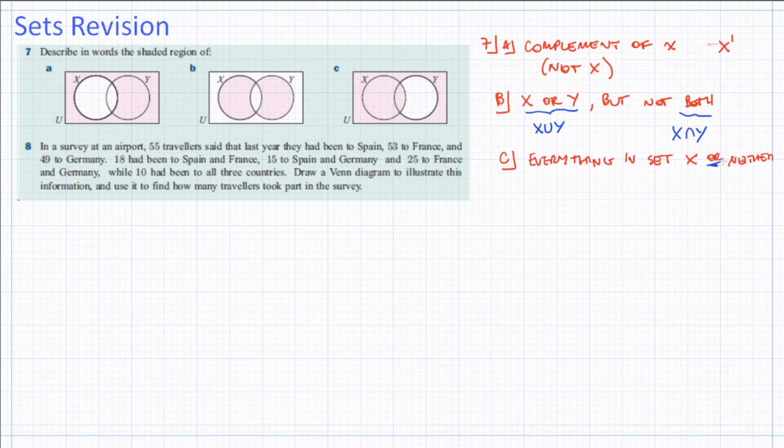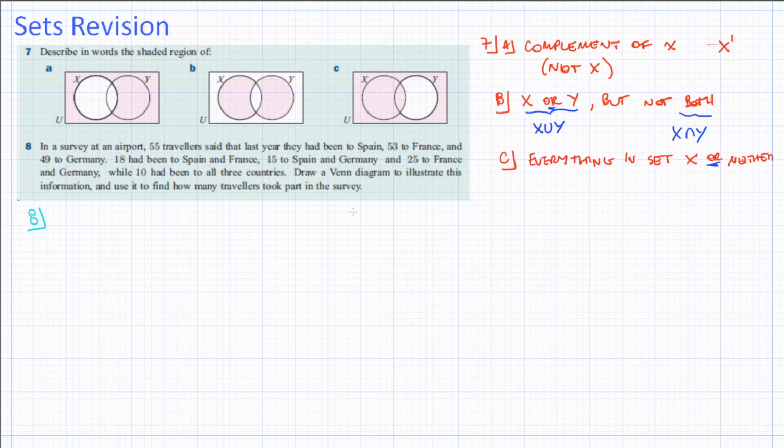And again, the word or, just like we did before, it means union. So we're basically doing the complement, the union of set X with neither. Easy peasy, isn't it? Now let's go to the next question, number 8.